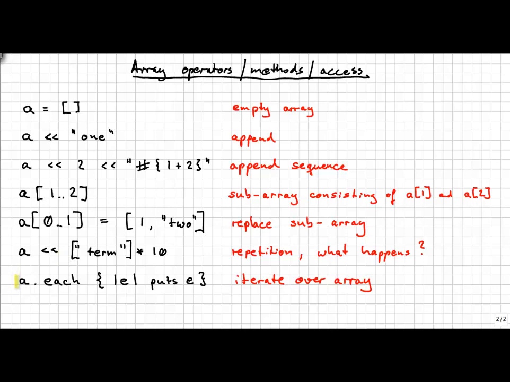Arrays also offer an each method, which allows us to iterate over all of the elements of the array. And again, we're using a code block here where each element of the array successively is assigned to the variable E, and we can then print that variable E out on the IRB, for instance.